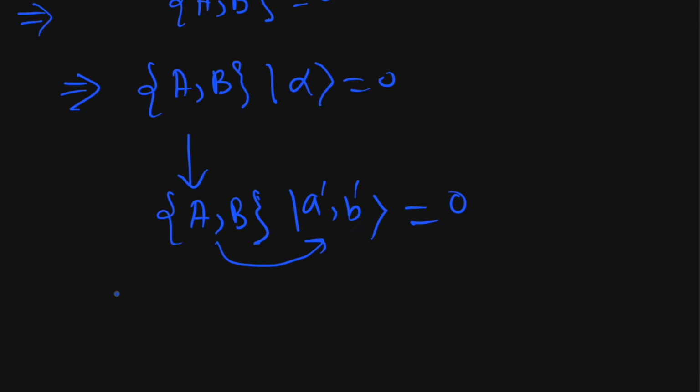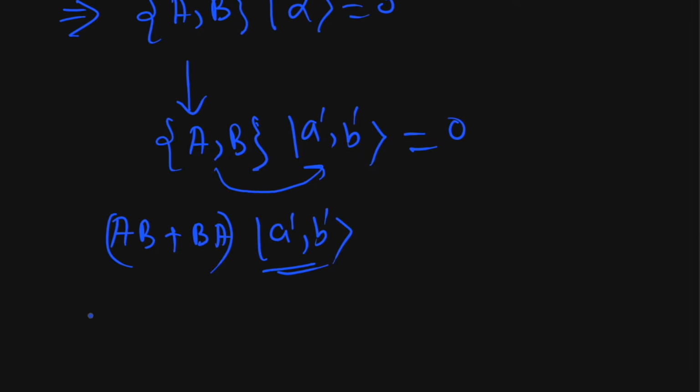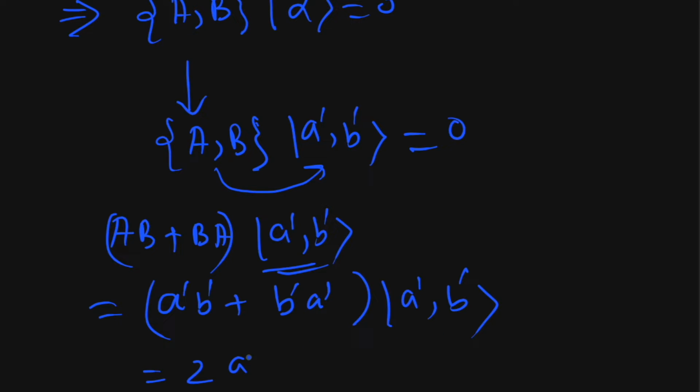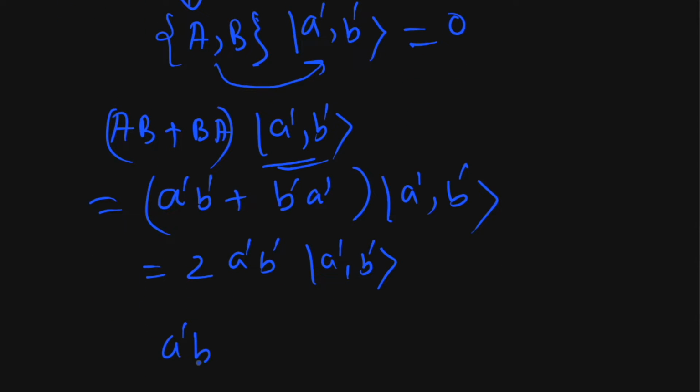So let us check AB plus BA on |a', b'>. Since it is a simultaneous eigenket, it will give a'b' plus b'a' on |a', b'>. That means 2a'b', and a'b' is not equal to 0 in general.